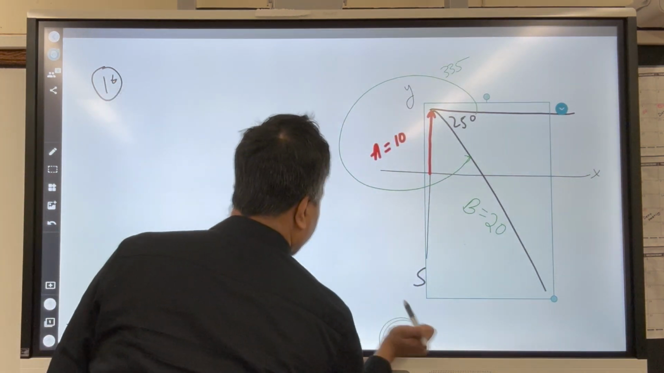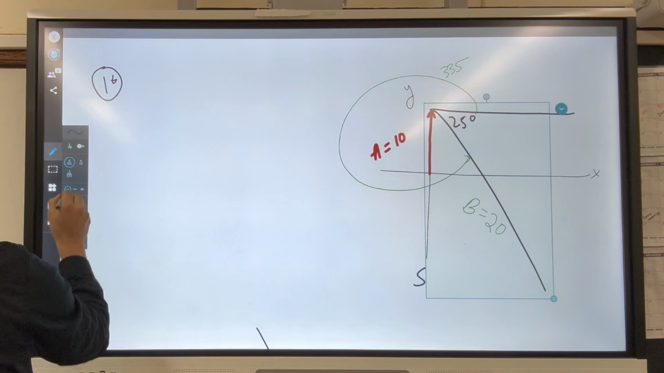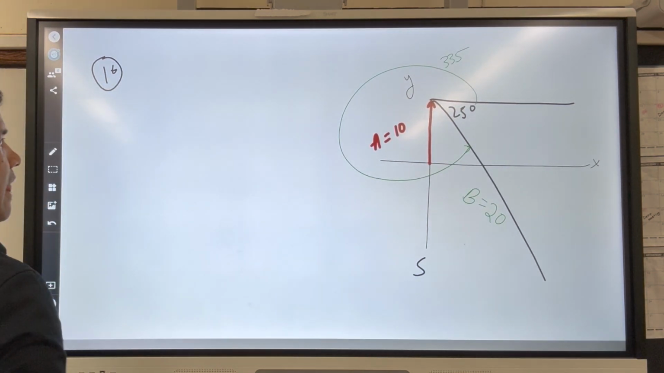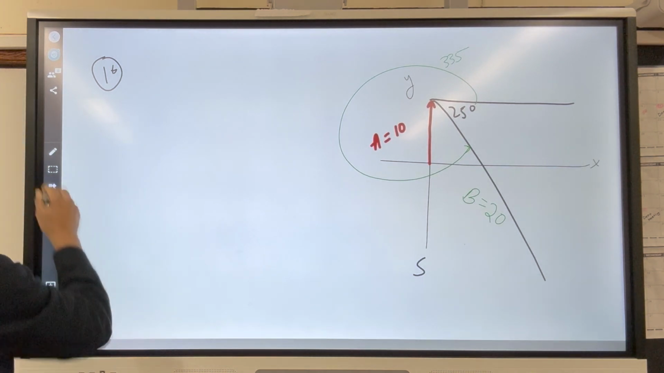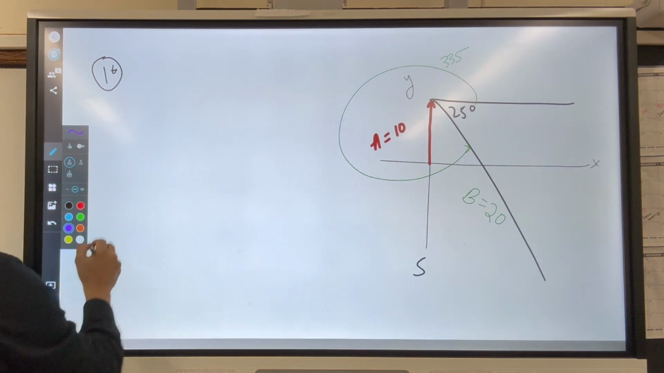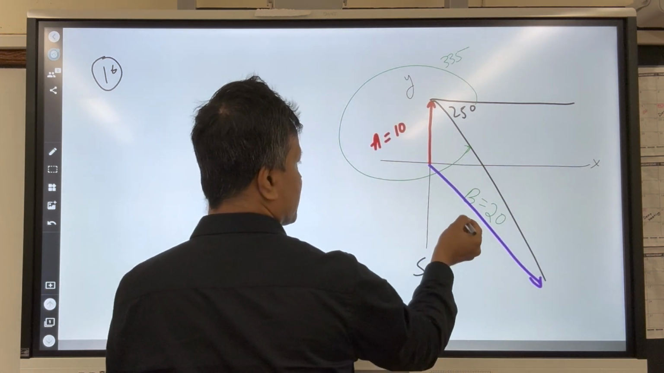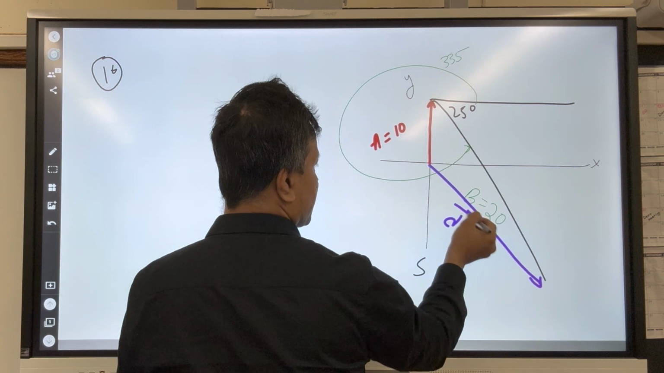Okay, now I'm going to find, because I want to find the angle, right? What angle do I want to find? I want to find the resultant angle, the resultant vector. This is the size of this vector. So what is the displacement? Displacement is whatever it is.